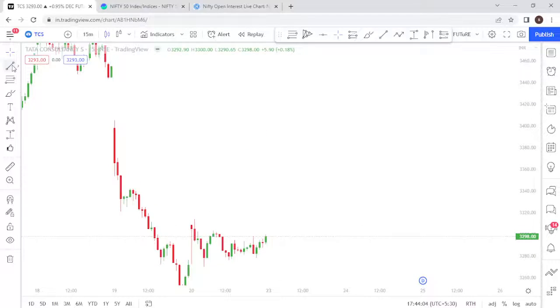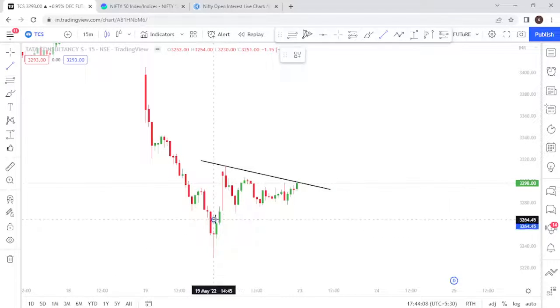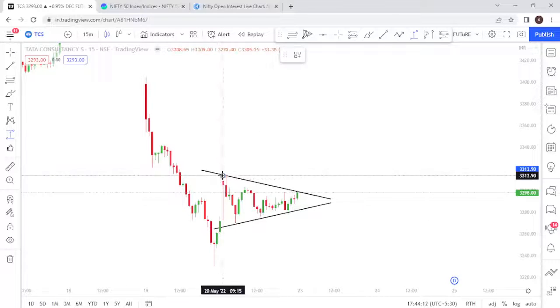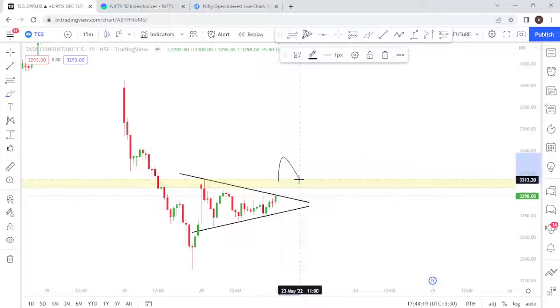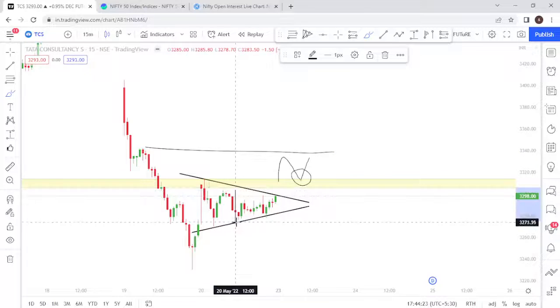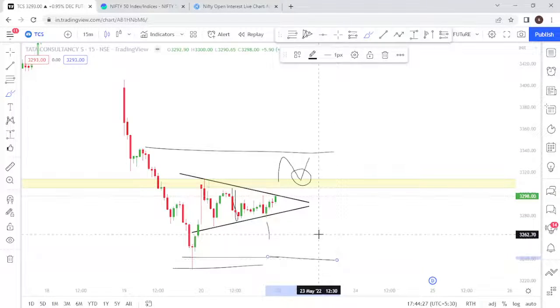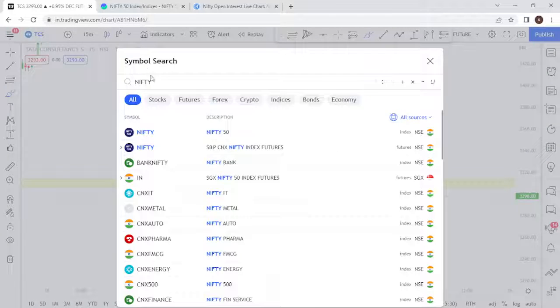There is an opportunity here. This is a symmetrical triangle. We are going to mark it. I'm just digressing from my point, but yes, if the price opens above it, here we will look for confirmation at this level. This should be our idea. If price opens below, this will become our support region, then we will not take a trade. Sorry for digressing, let's go back.